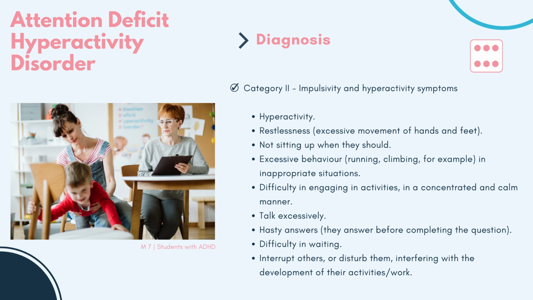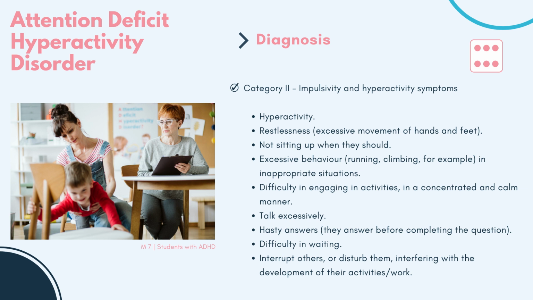Category 2. Impulsivity and hyperactivity symptoms. Hyperactivity. Restlessness. Excessive moving of hands and feet. They don't stay seated when they should. Excessive behavior, running, climbing, for example, in inappropriate situations. Difficulty in dedicating oneself to activities in a concentrated and calm way. They talk excessively. Hasty answers. They answer before completing the question.